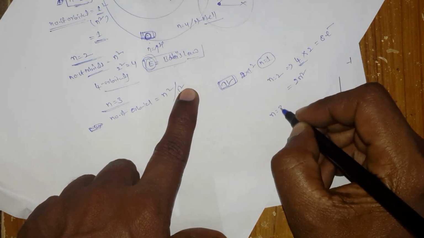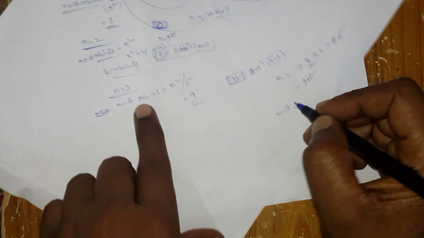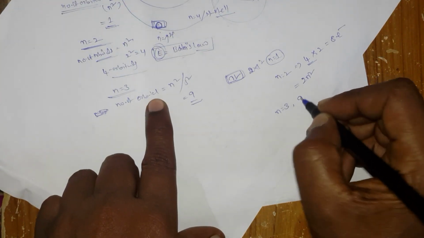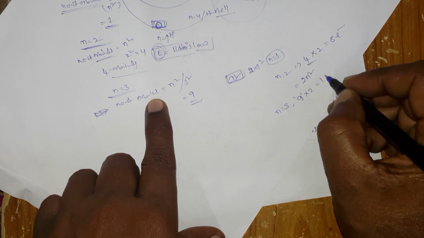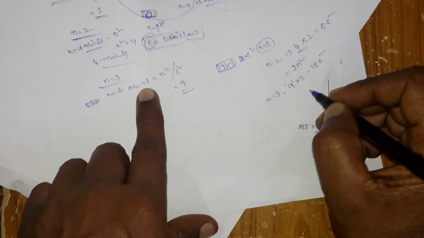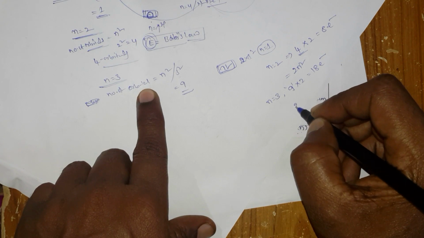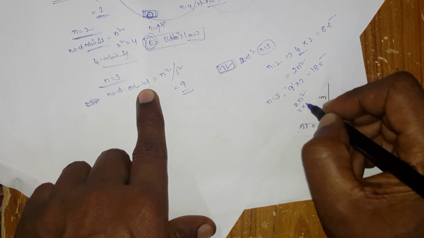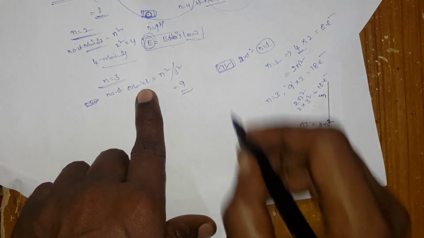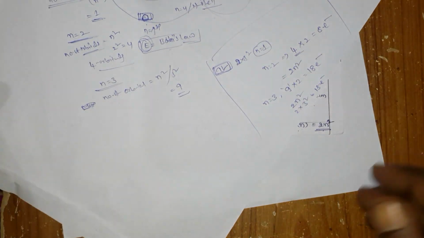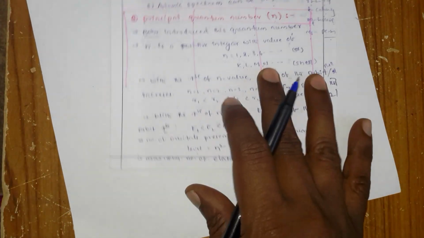And come to n is equal to 3. How many orbitals are present? 9 orbitals. Each orbital holds 2 electrons, so 9 into 2, 18 electrons maximum. So how can you write it? 2n square. 2 into 3 square, that is 18. Simple formula, 2n square. Like that you can calculate.